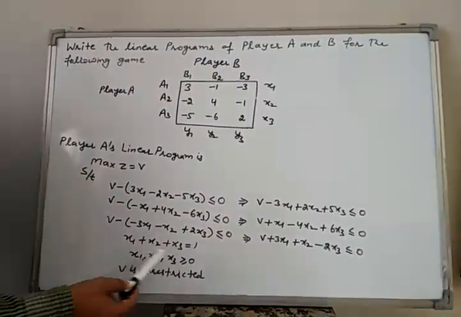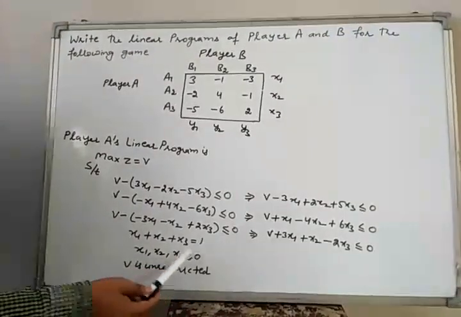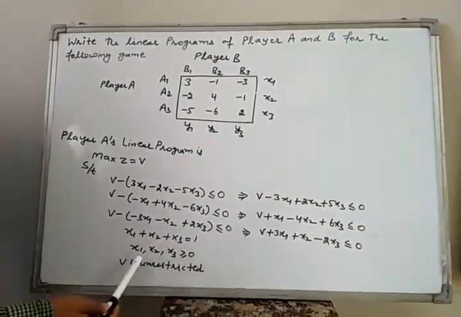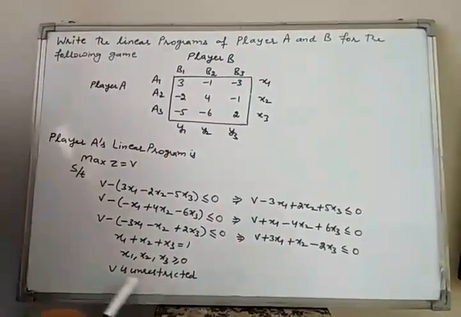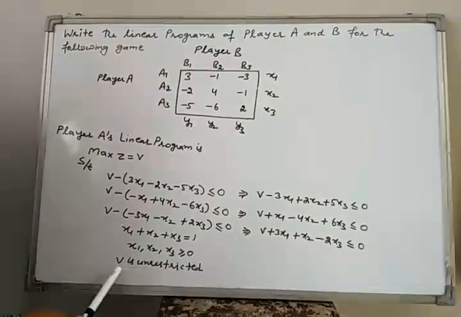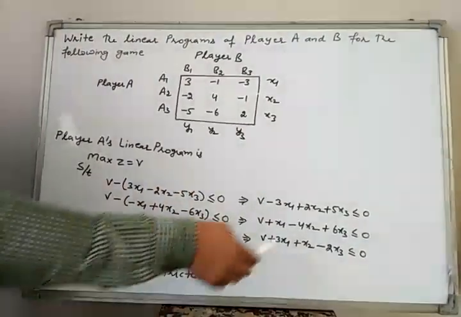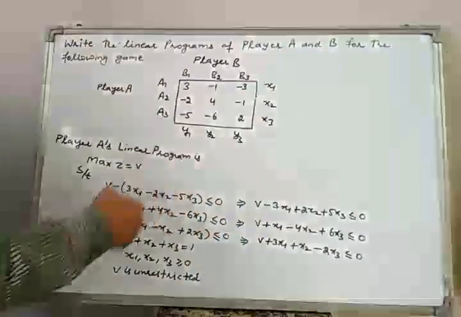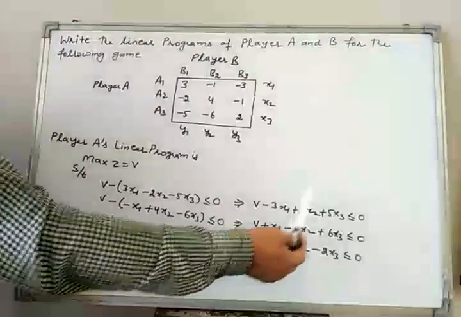Sum of probabilities is 1, that is x1 plus x2 plus x3 equal to 1. All probabilities are non-negative, therefore x1, x2, x3 are greater than or equal to 0, and the value of the game is unrestricted, that is, v is unrestricted. This is player A's linear program. After solving this linear program, we will get the values of x1, x2, x3.